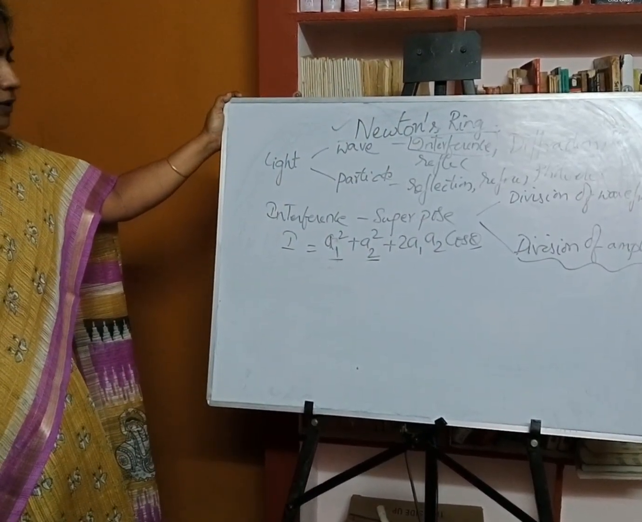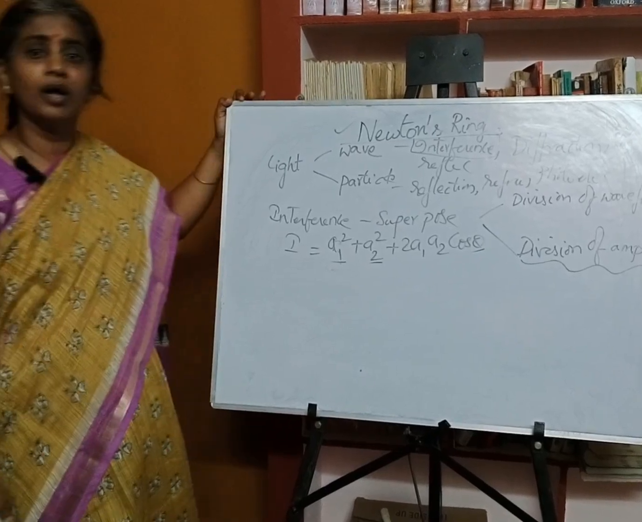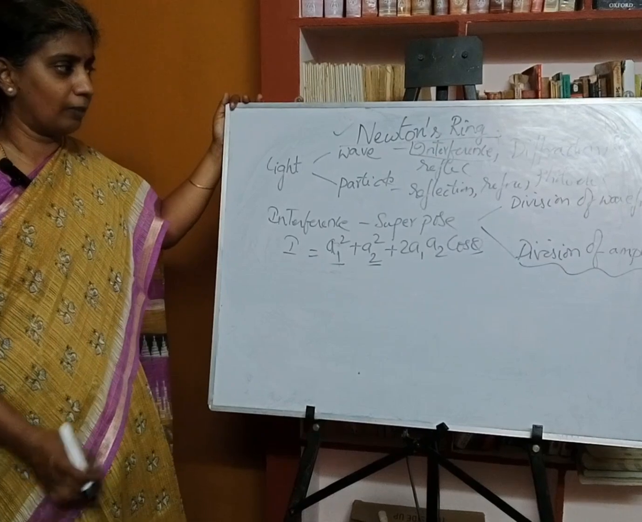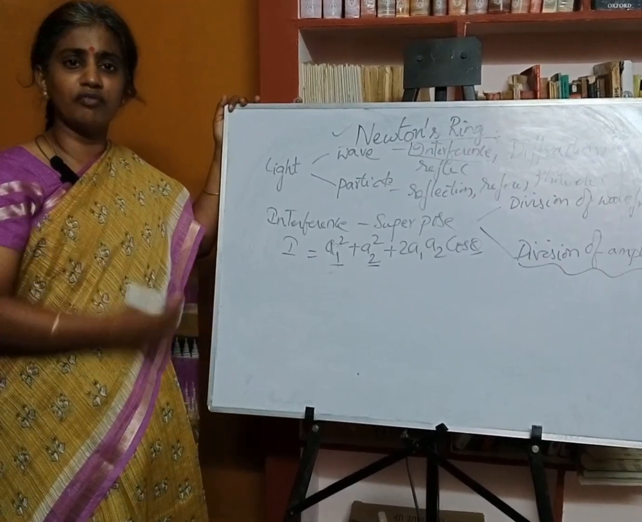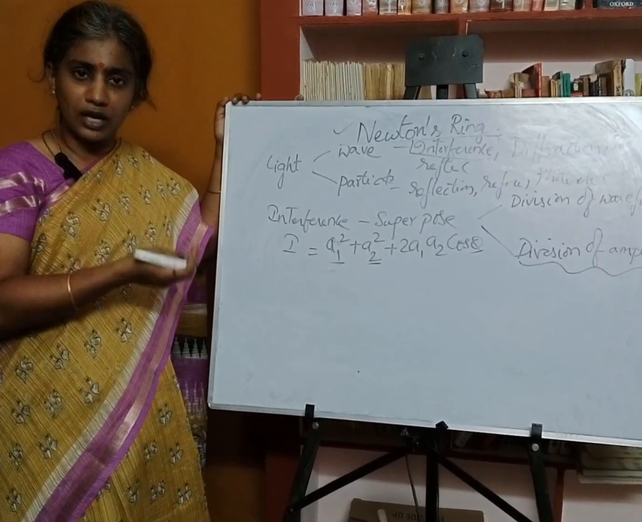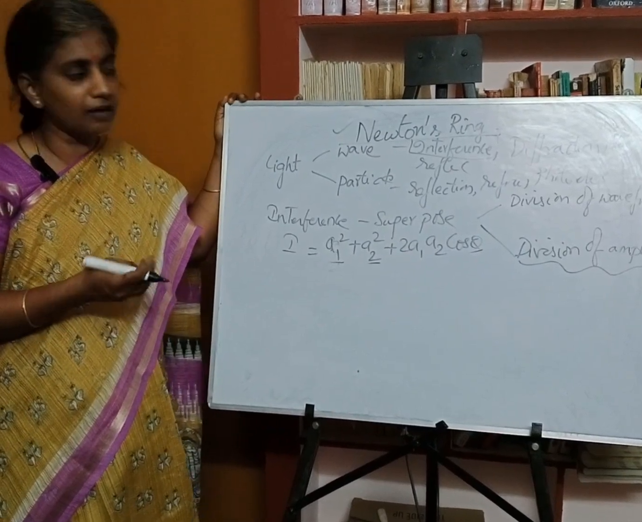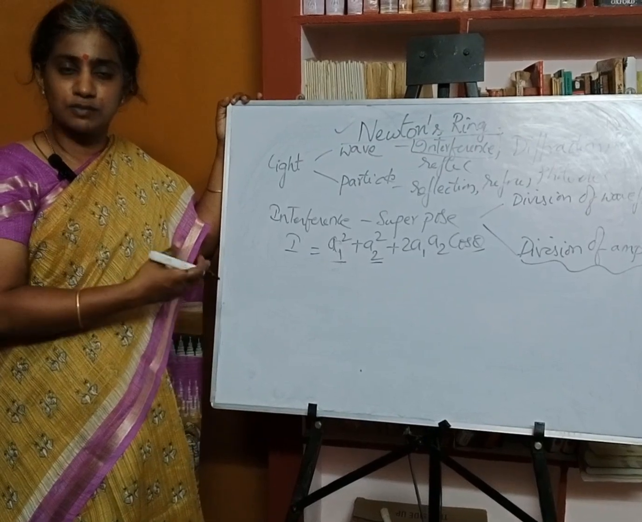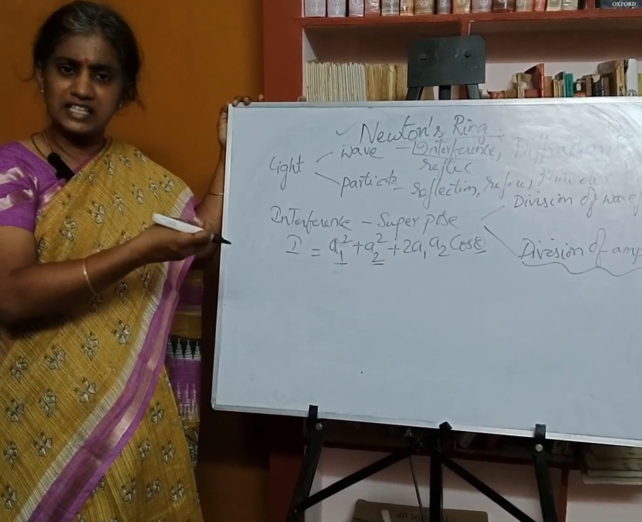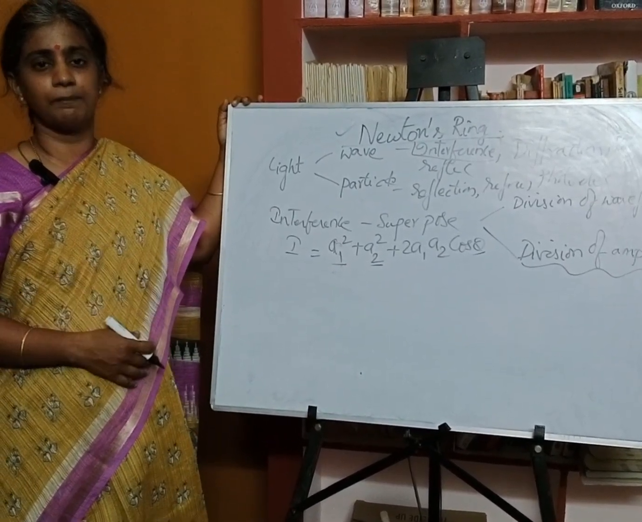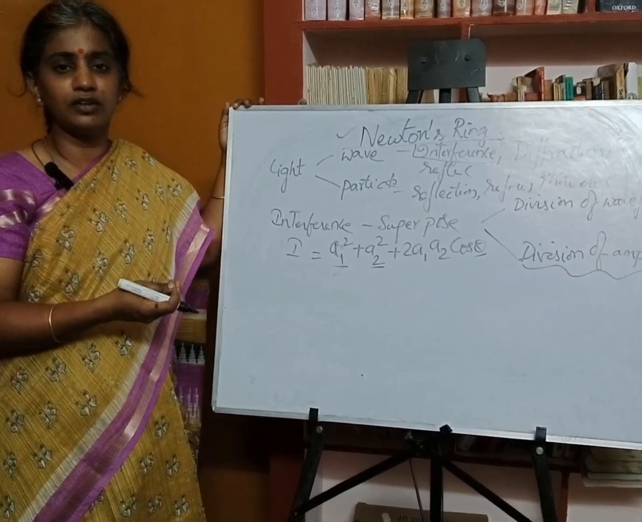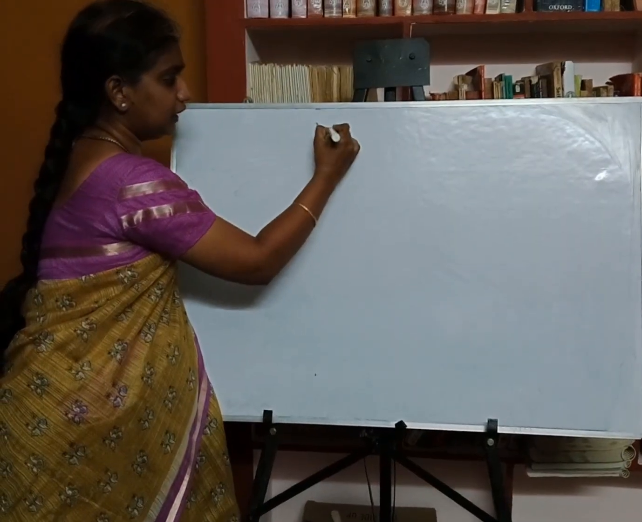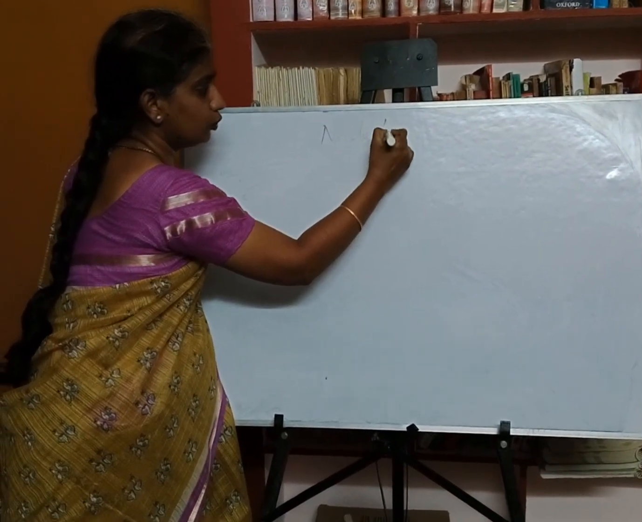What are the other experiments that work on division of amplitude? The Michelson interferometer works on the principle of division of amplitude. Even the division of wavefront experiment is used to explain many phenomena in our concepts. Young's double slit experiment is a popular example, from which we can find the wavelength of the incident source of light. So now we will deal in detail with the concept of Newton's rings.